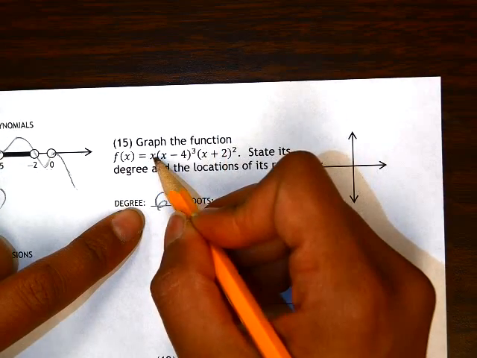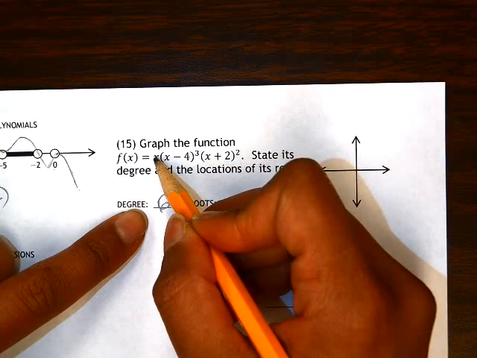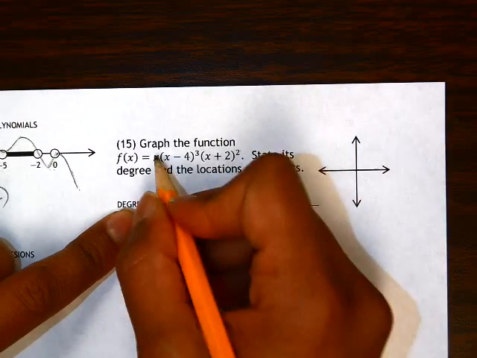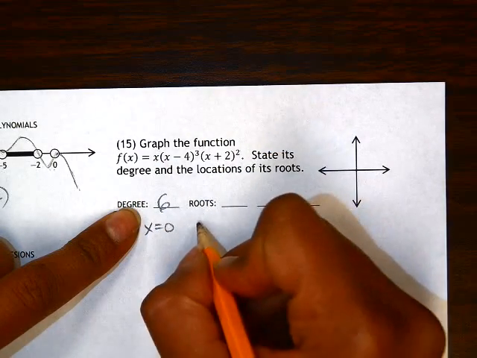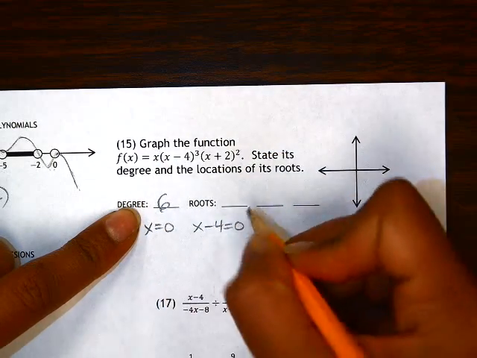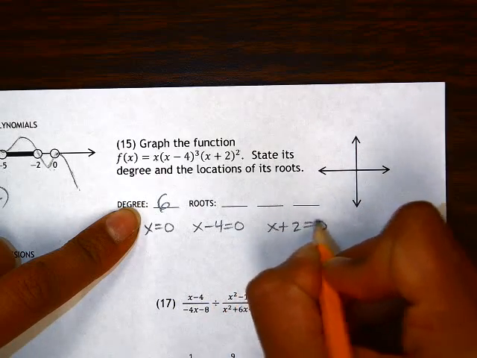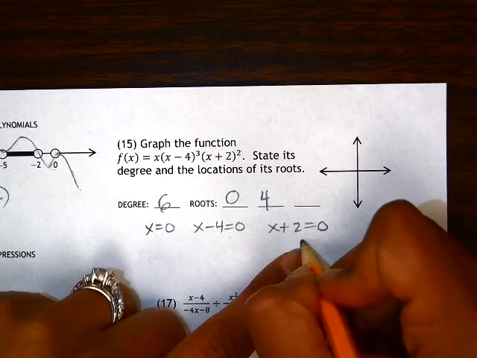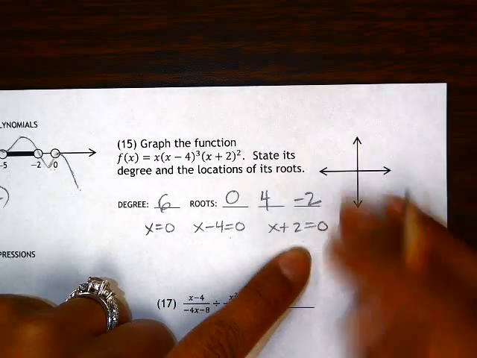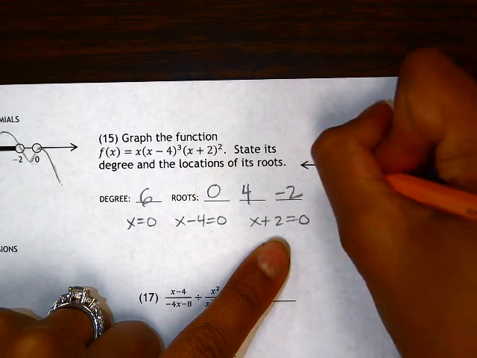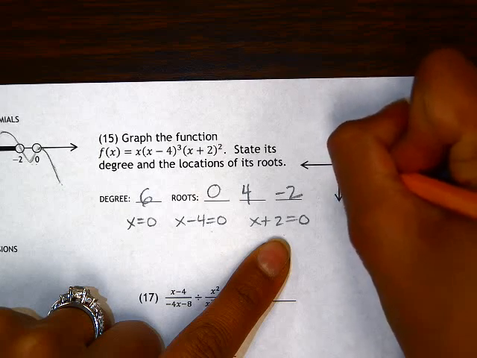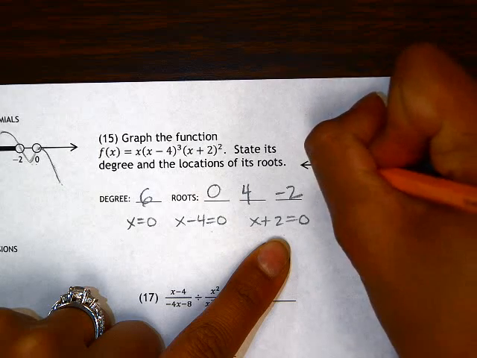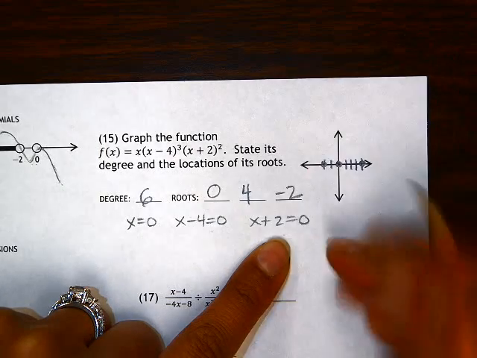And using the zero product property, our roots are at x equals 0, when x minus 4 equals 0, and when x plus 2 equals 0. So I have a root at 0, a root at +4, and a root at -2. So let's go ahead and start by plotting the roots, or the x-intercepts, 0, 4, and -2.